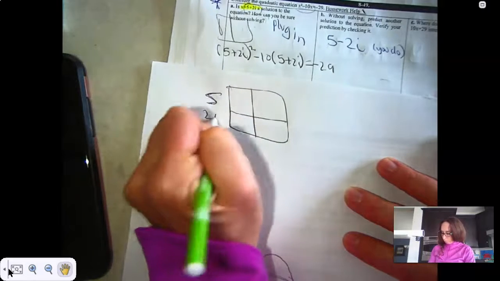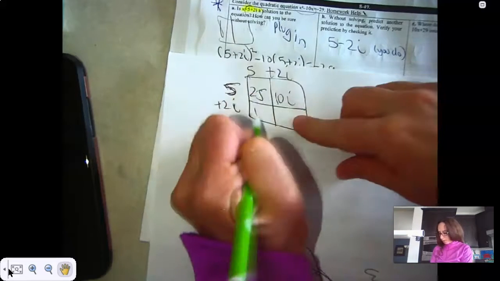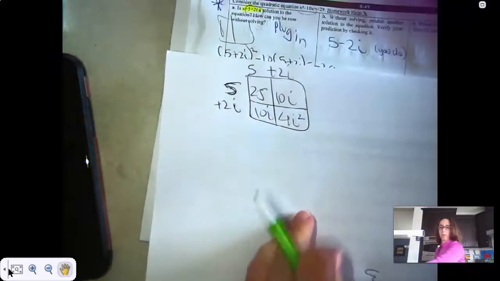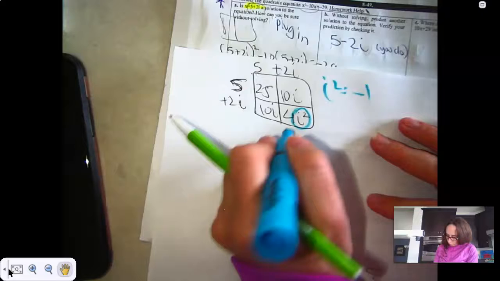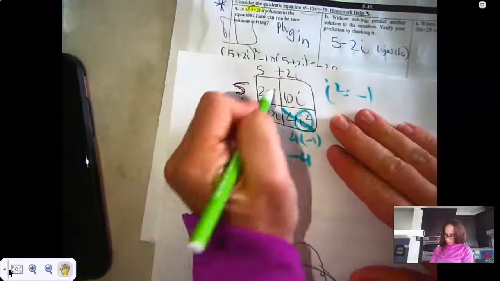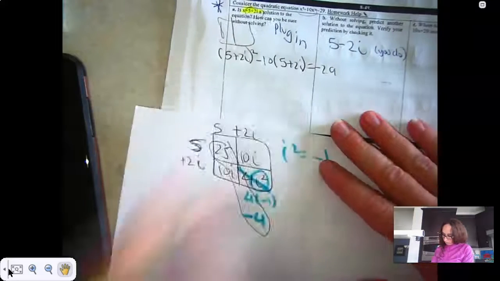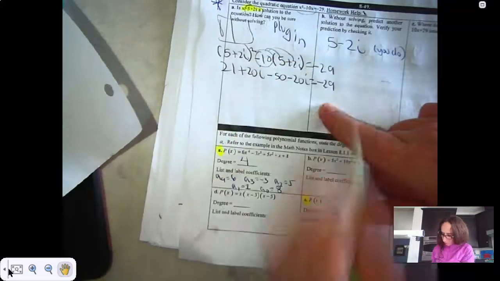And we got to remember the rules for imaginary numbers. 5 times 5 is 25, 10i, 10i, 4i squared. Remember, when you see i squared, it is negative 1. So 4 times negative 1 is actually negative 4. So now 25 minus 4 is 21. And 10i plus 10i is 20i. Next thing, I want to distribute. Negative 50 minus 20i equals negative 29.